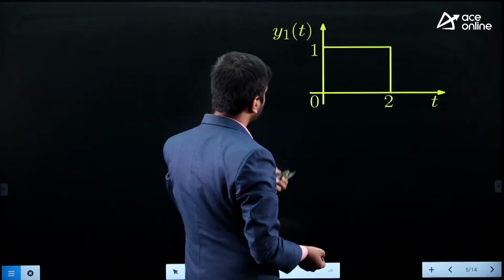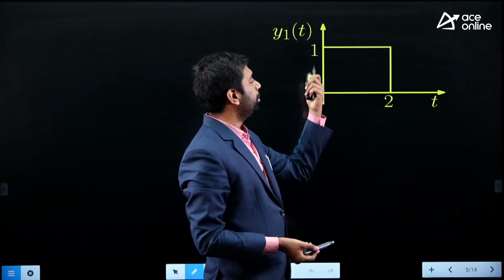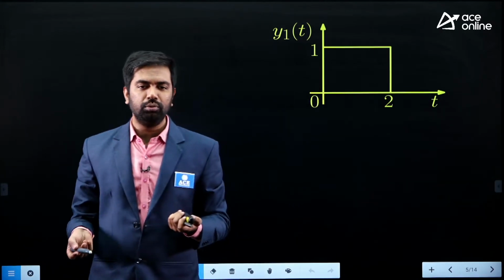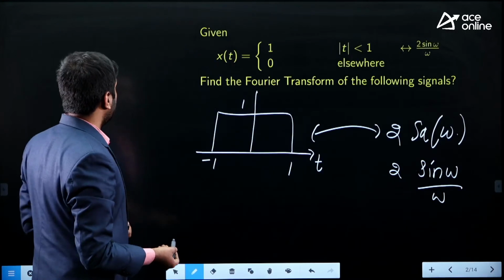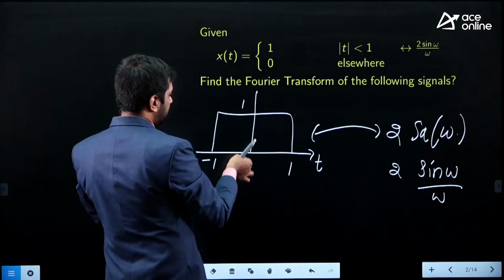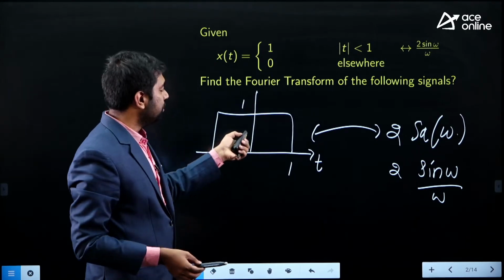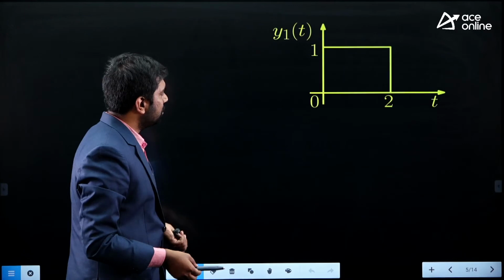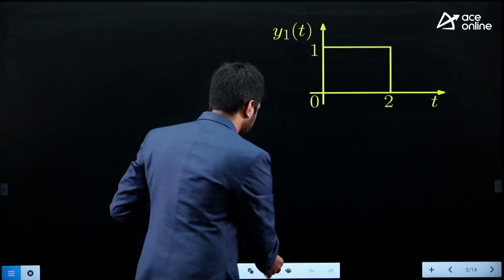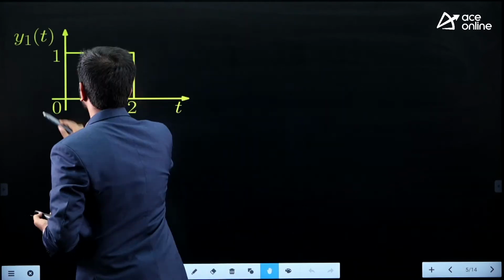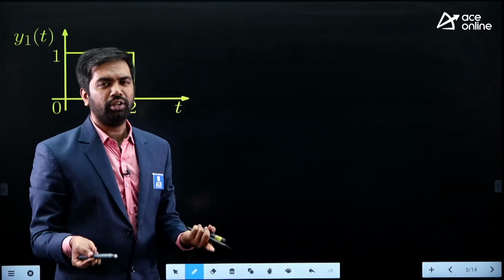What is this? This is again a rectangular pulse, which is from 0 to 2 with amplitude 1. Most students will try to apply that formula. That is applicable only when the rectangular signal is symmetrical about the y-axis. Is this symmetrical about the y-axis? No. Don't apply that. Then what are you supposed to do? Can you write y1 of t in terms of x of t?